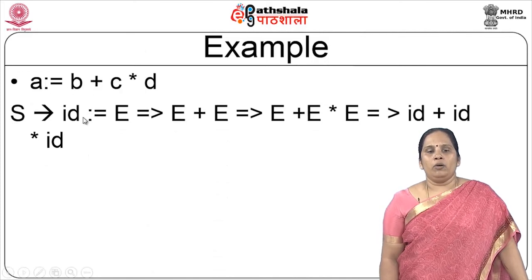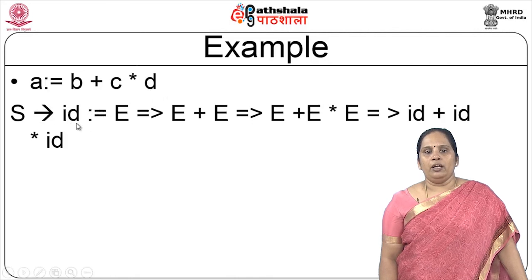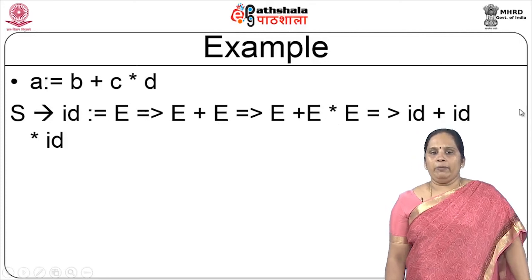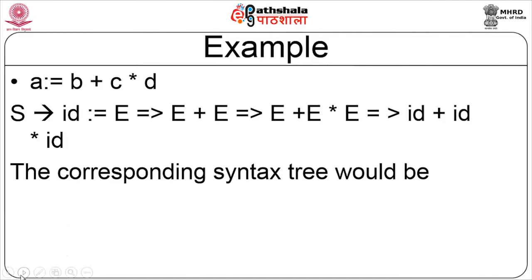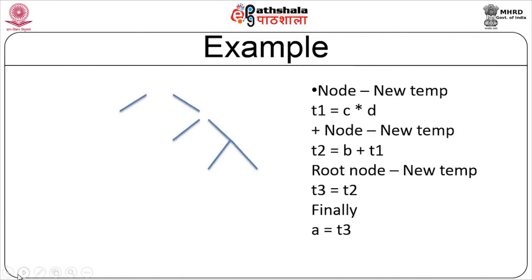Okay. So this will start with the production ID colon equal to E, which derives E plus E, which derives E plus E star E, which derives ID plus ID star ID. So the corresponding syntax tree would be something like this. This is your corresponding syntax tree. This is fed as an input to the intermediate code generator, where I will look at this, which is nothing but my star. Okay, this will be encountered.